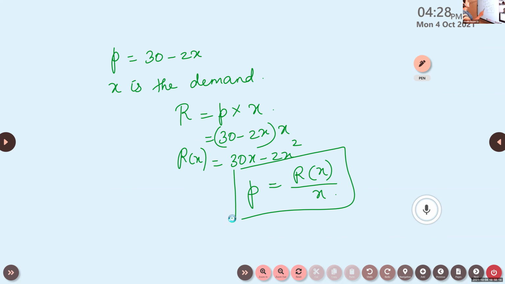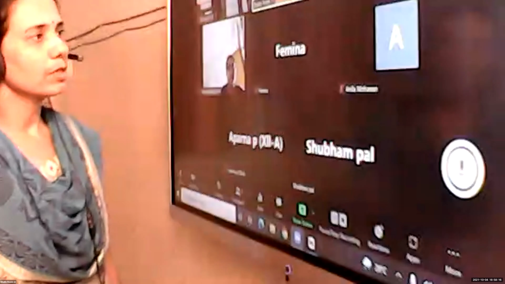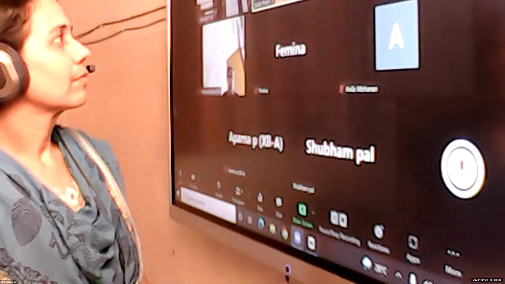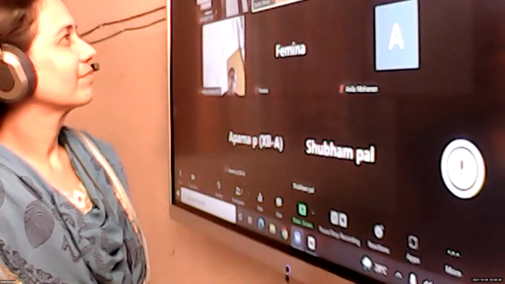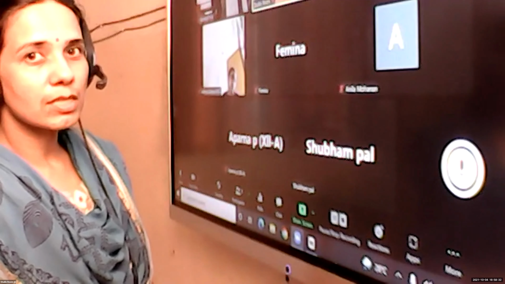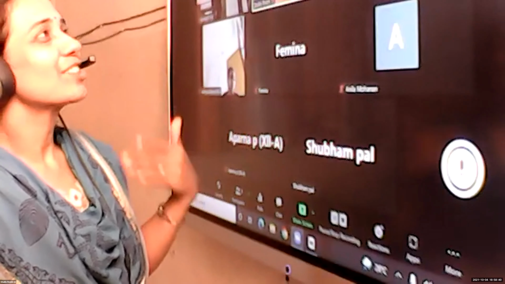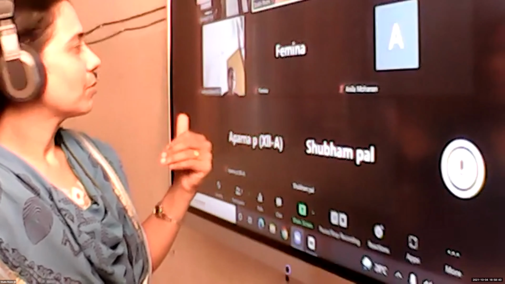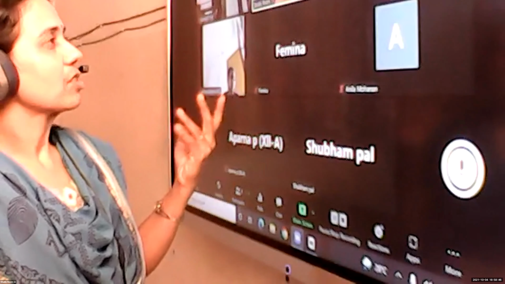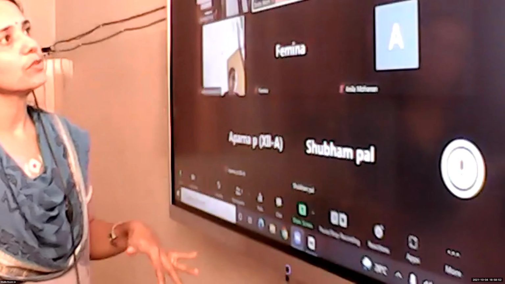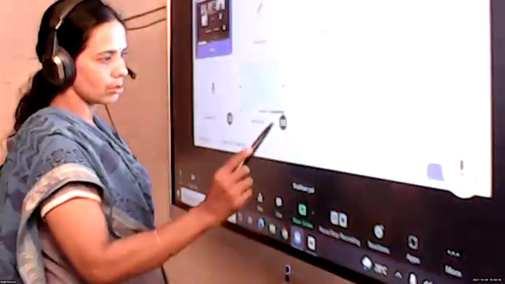Okay, and we have learned about marginal cost, marginal revenue. What is marginal cost? How will you find marginal cost and marginal revenue? Marginal cost is the rate of change of cost function. Marginal revenue is the rate of change of revenue function. Note down all those things.